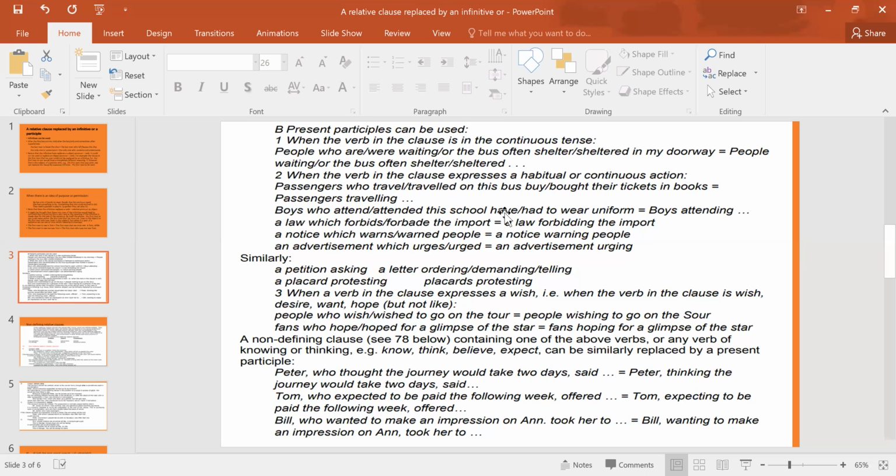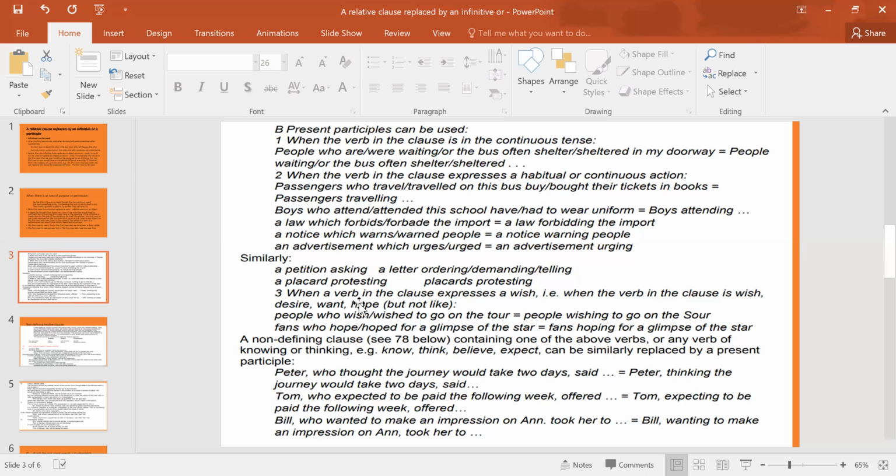Boys who attend or attended this school have had to wear, you can write it like this: boys attending, etc. A law which forbids or forbade the import, you can change it into this form as well: a law forbidding the import. A notice which warns or warned people, you can call it like this: a notice warning people. An advertisement which urges or urged, you can write it like this as well: an advertisement urging, etc. Similarly, a petition asking, or you can say a letter ordering, demanding, telling, etc. A placard protesting, placards protesting, etc.